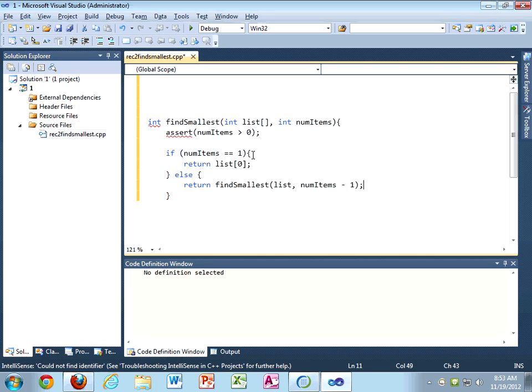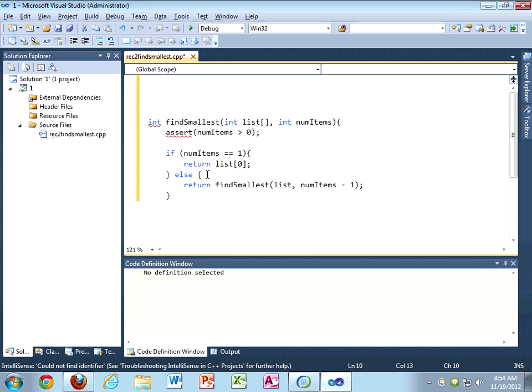Okay. So now that we have a way of finding the smallest item out of the entire list, not counting the last item, how are we going to find the smallest item in the whole list? Well, I think one of the next steps would be to shuffle the last two indexes on the list. So compare list of num items and list of num items minus one, and set list sub num items minus one equal to the smaller of those two, so that you throw the biggest number out. Right.